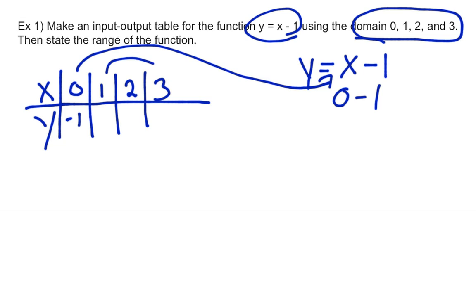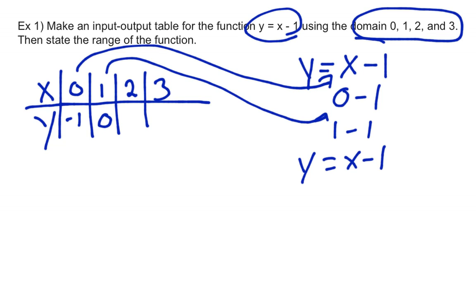So now if I take this 1 and put it in there, it's going to become 1 minus 1, which equals 0. Okay, so when x was 1, y equals 0. Again, I'm going to rewrite it here so we don't get confused. y equals x minus 1. Now I have to plug the 2 in here, so it becomes 2 minus 1, which is 1. And then finally 3 minus 1, which is 2.